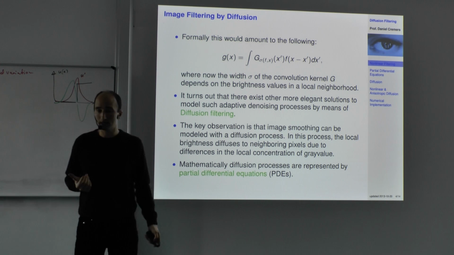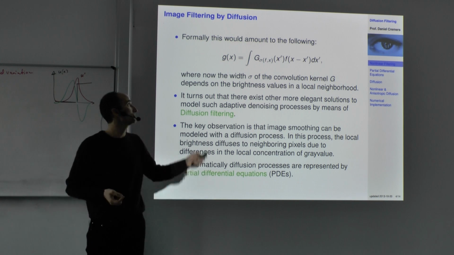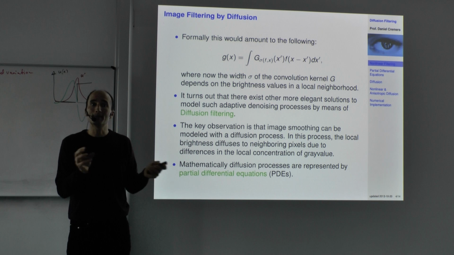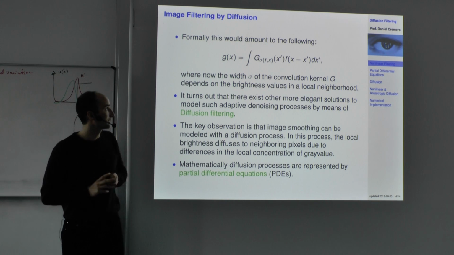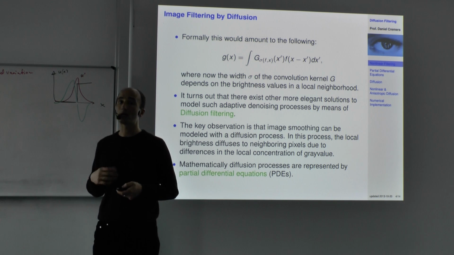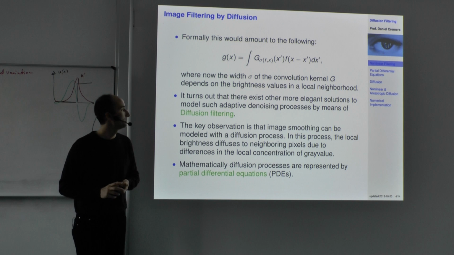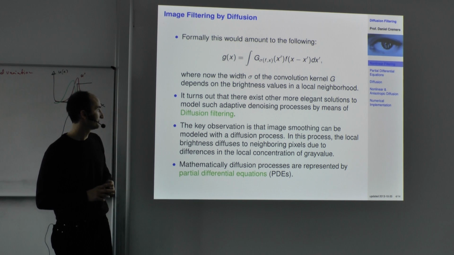That would be a solution to the problem, a direct kind of modification of the Gaussian blurring to make it adaptive. And that in fact has been tried, has been done, but it turns out there is a far more elegant solution to the whole problem. And this is the diffusion filtering.